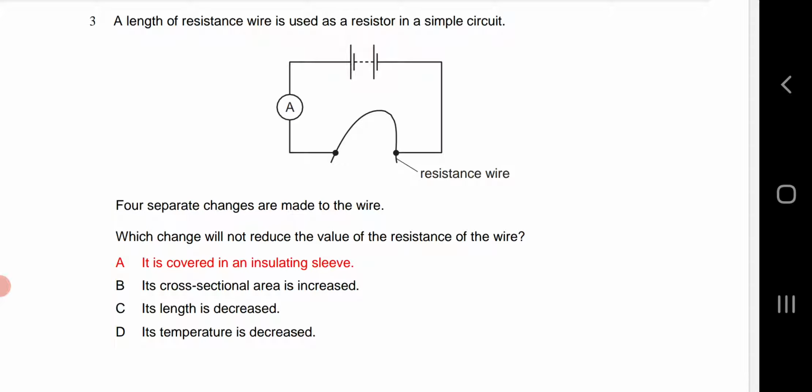Okay. Option A. It is covered in an insulating sleeve. If the copper wire or the resistance wire is covered in insulating sleeve, then its resistance will not be affected. It will neither reduce nor increase. The resistance depends upon the length of the wire as well as the cross-sectional area and the operating temperature. These three parameters are what the resistance of any wire depends on. And insulating sleeve or some kind of insulation won't affect the resistance of any metal wire. So option A.